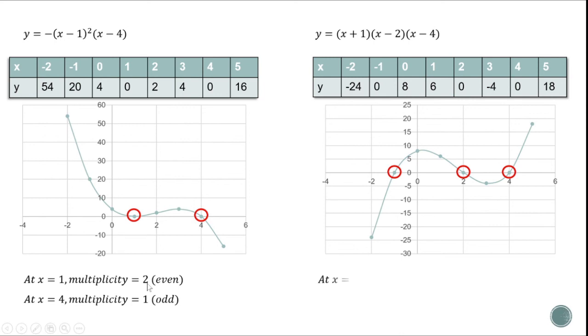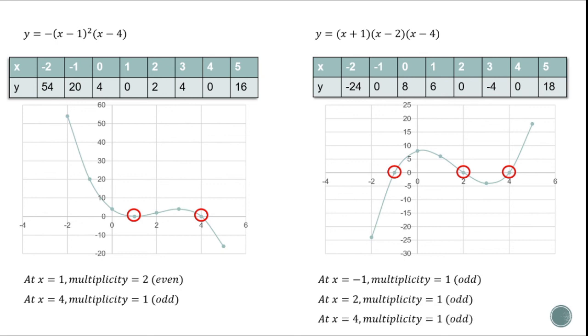Similarly, if we take the graph number 2 into consideration, you can say that the graph has multiplicity equal to 1, which is odd, at all the zero values: x equal to -1, 2, and 4. So this is how we can understand and get to know what the multiplicity is by reading the function or by reading the graph.